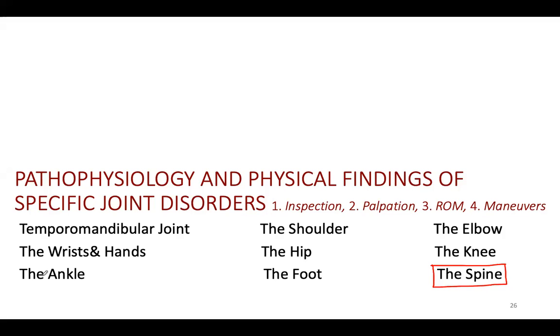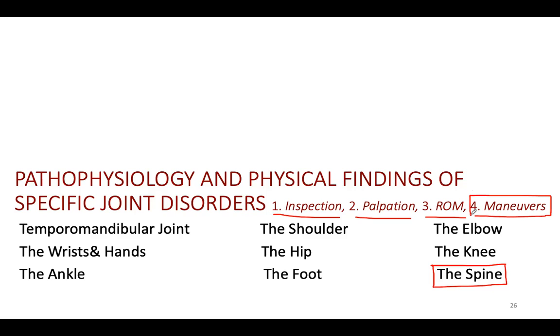As for today, we are gonna start talking about each one of these joints. We're gonna talk about what are the abnormalities that can be seen in these joints. And as I said, the steps of examination are only inspection, palpation, and we also assess the range of motion. And sometimes there are special maneuvers related to each joint, and we are going to talk about these special maneuvers to diagnose specific conditions that might affect specific joints.